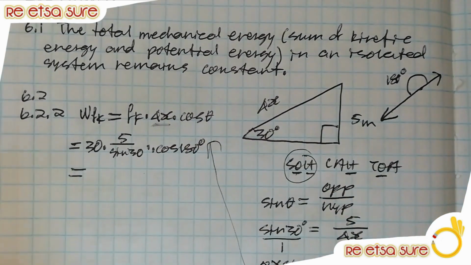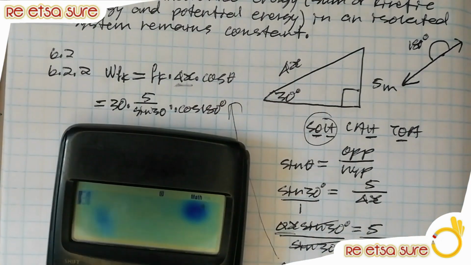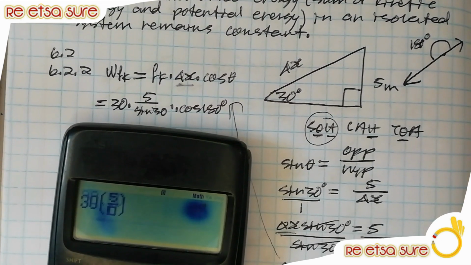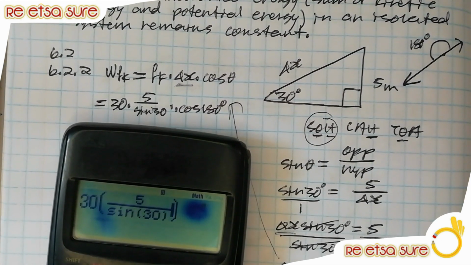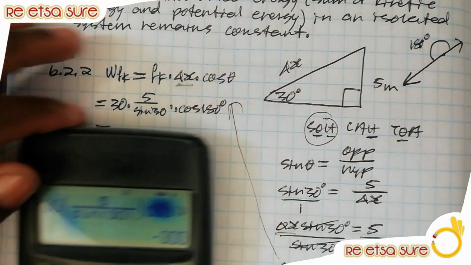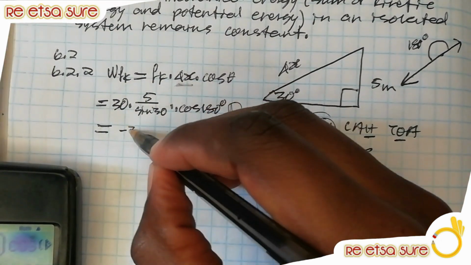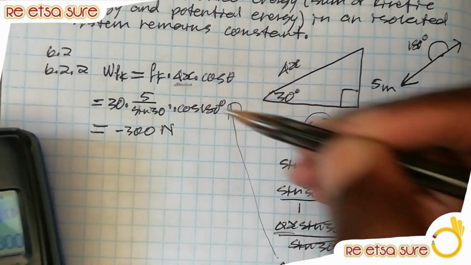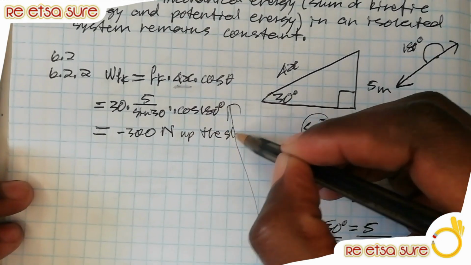When we plug that into our calculator, we get 30 times 5 divided by sine of 30 times cos of 180, which is equal to -300 newtons up the slope.